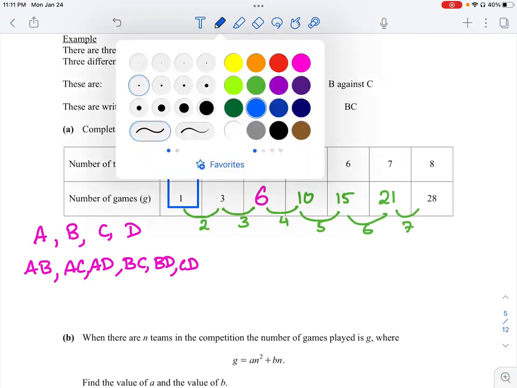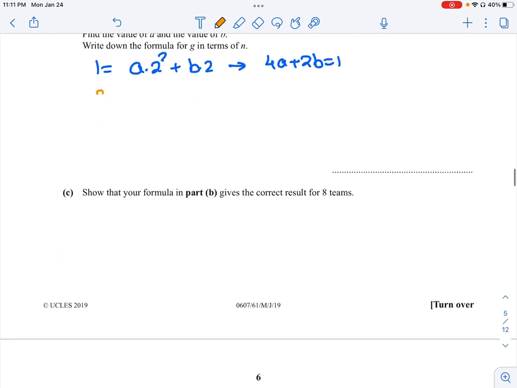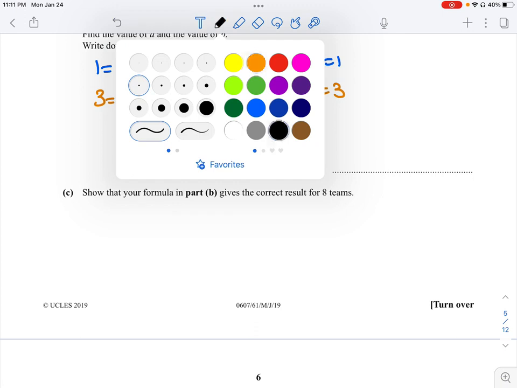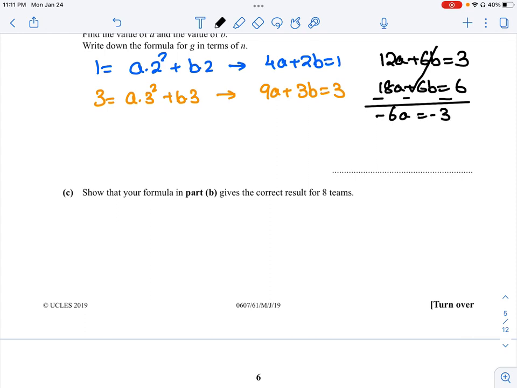I take another one, 3 and 3. 3 is equal to A times 3 square plus B times 3. 9A plus 3B is equal to 3. So I multiply the first equation with 3. So it becomes 12A plus 6B is equal to 3. Second equation with 2. 18A plus 6B is equal to 6. Subtract. Minus 6A is equal to minus 3. So A equal to 1 upon 2.